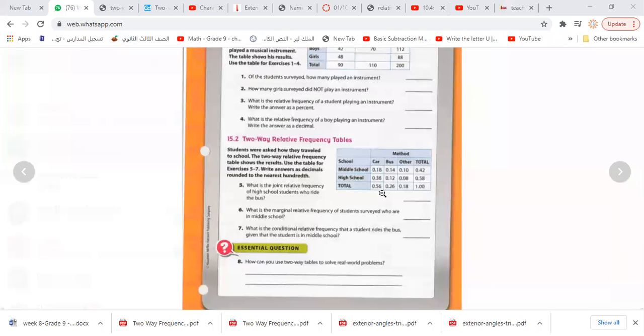How can you use a two-way table to solve real world problems? How can we use two-way tables to solve real world problems? No one can answer?